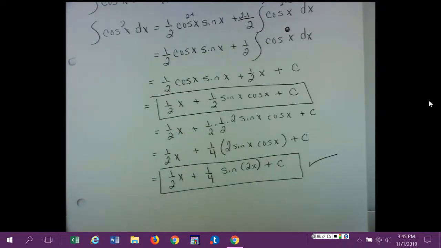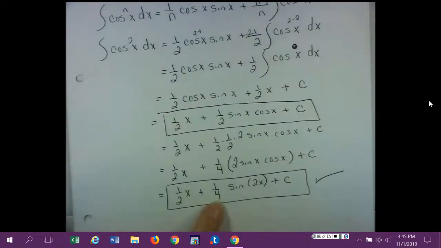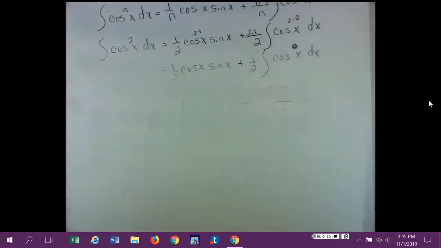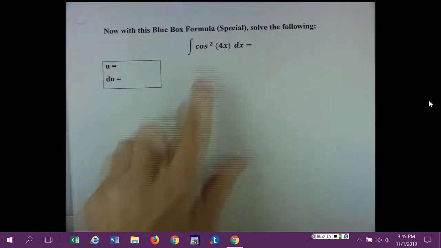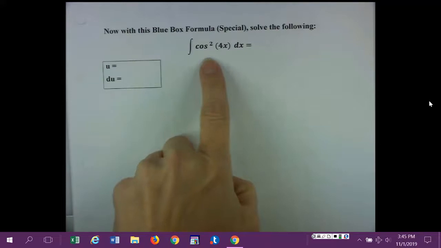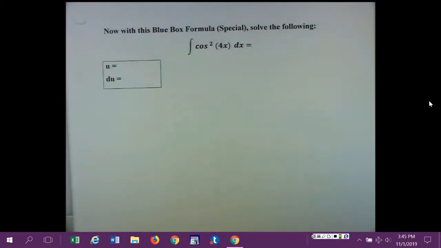Now, will you ever have to go through the reduction formula again to prove the blue box special for cosine squared on the formula sheet? Absolutely not. What you would have to do on your test is the following. I would expect you to do this as a test question. After you do your u sub, this becomes cosine of u quantity squared. And then you would go directly to your formula sheet and you would just state the formula.